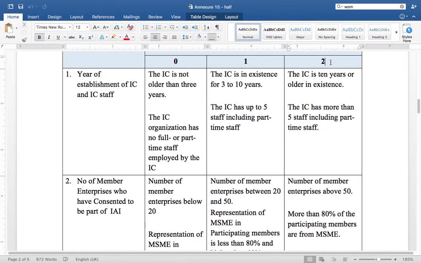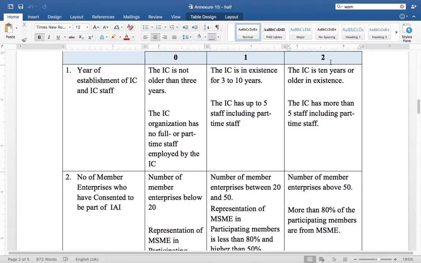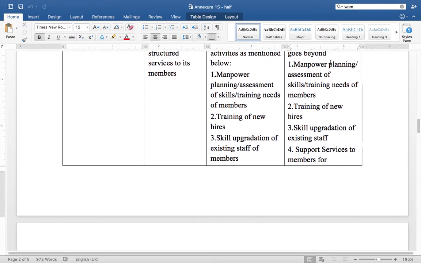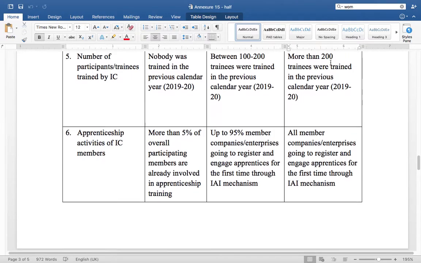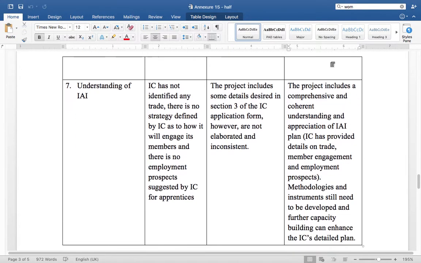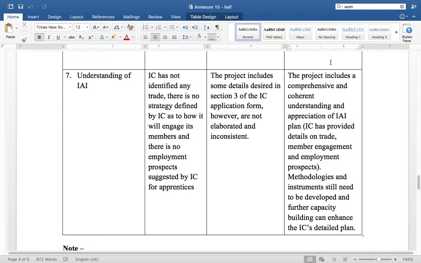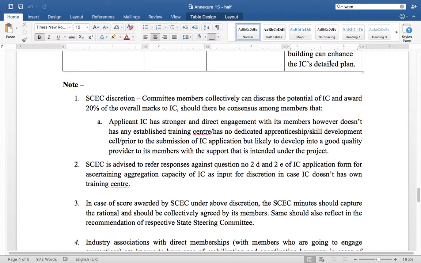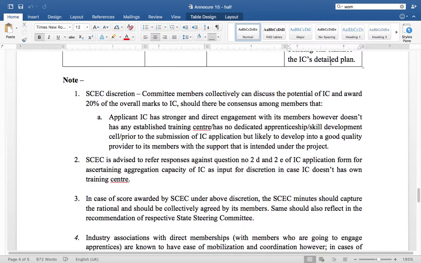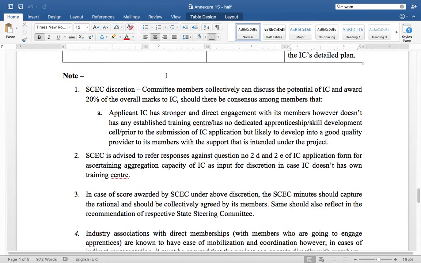However, what we have also tried to do is that for each of the 7 broad questions, you can see here the scoring rubric, and the flexibility bandwidth is provided based on which the scoring will take place. In addition, coming back to the total discretion and other pointers, in the note section of annexure 15, it's provided that SCEC committee members collectively can discuss the potential of the cluster and award 20% of the overall marks to the IC should there be a consensus among members for a specific reason, which is this.